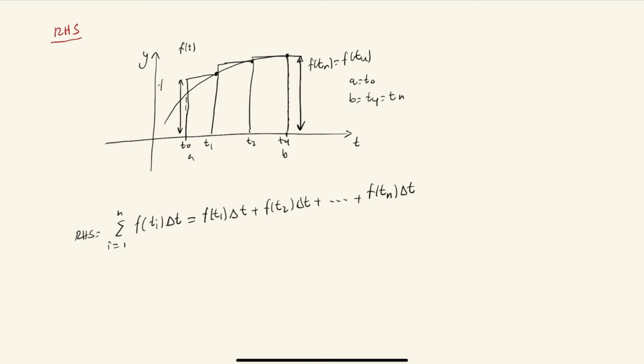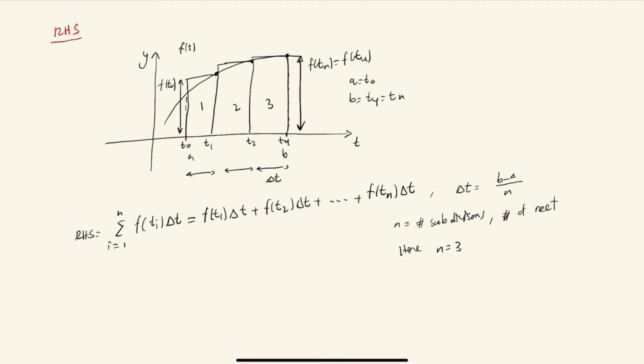And for the first rectangle, it's not going to be f of t naught. It's going to be f of t1, since we are starting from t1. The width here is represented by delta t. It's fixed for each rectangle going from a to b. Delta t is the same, b minus a over n, where n again is the number of subdivisions going from a to b, which is the same as the number of rectangles. Here we have 3 rectangles representing the area under the curve, therefore n is 3.